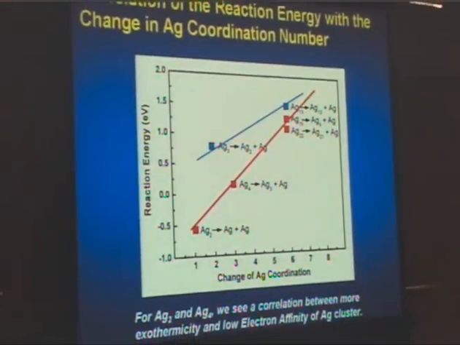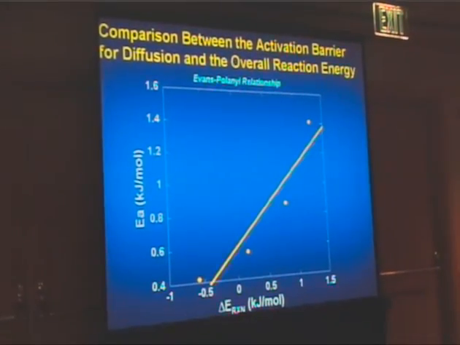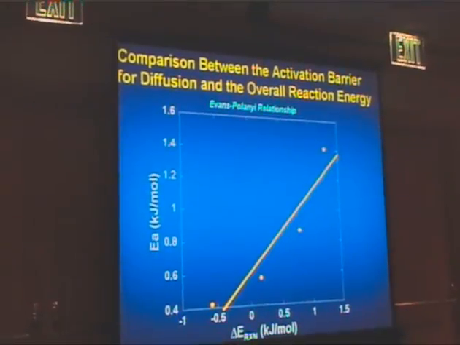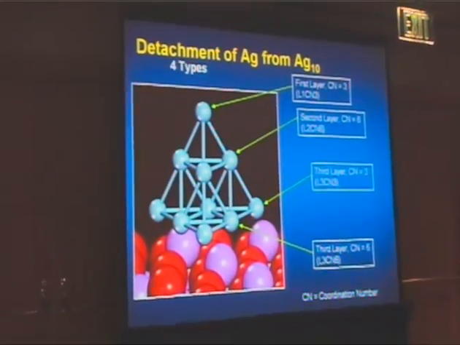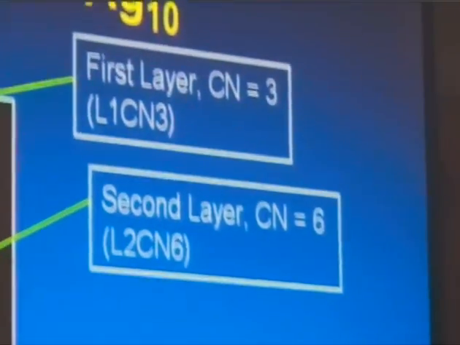That means I have to break more metal-metal bonds in order to get it to detach from the surface. The overall energies that I showed you here scale directly with the barrier. This is an Evans-Polanyi relationship, and you might expect that in these cases. So now what happens when you start to look at 3-dimensional particle shapes? A lot of the same trends.